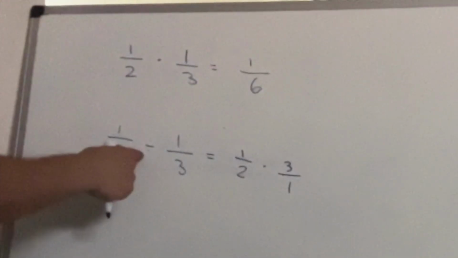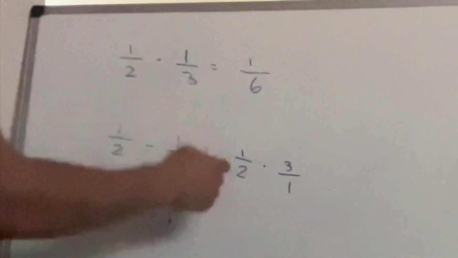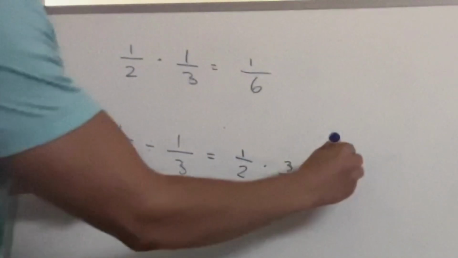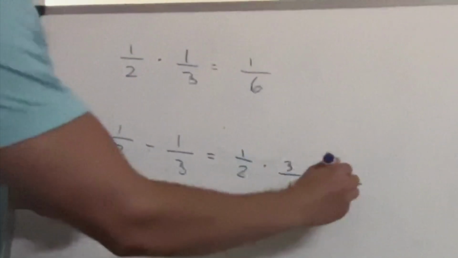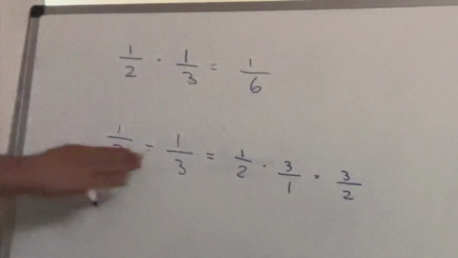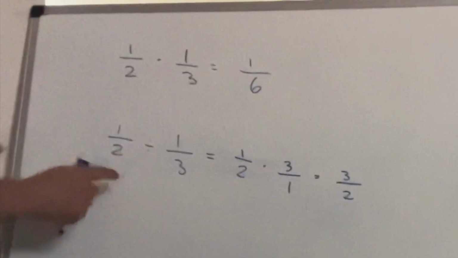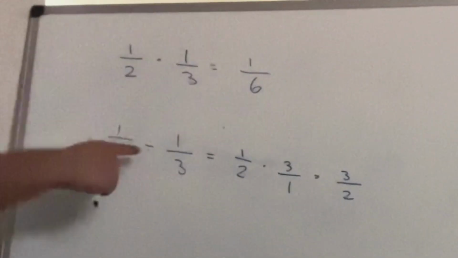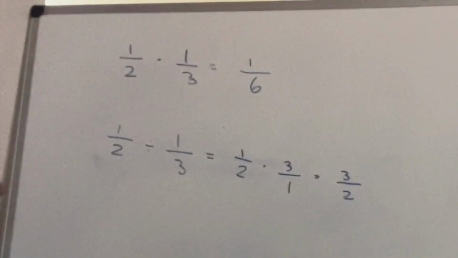And then you change the division to a multiplication. Now it's the same thing. 1 times 3 is 3. 2 times 1 is 2. That's the answer, right? So when dealing with fractions and you have a division, you always flip one of them and then you change division to a multiplication symbol.